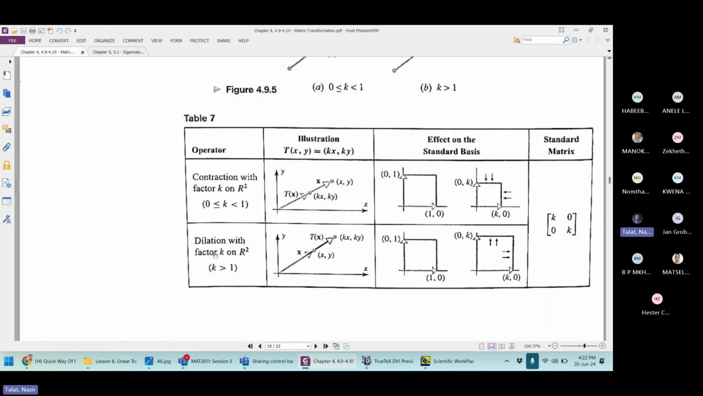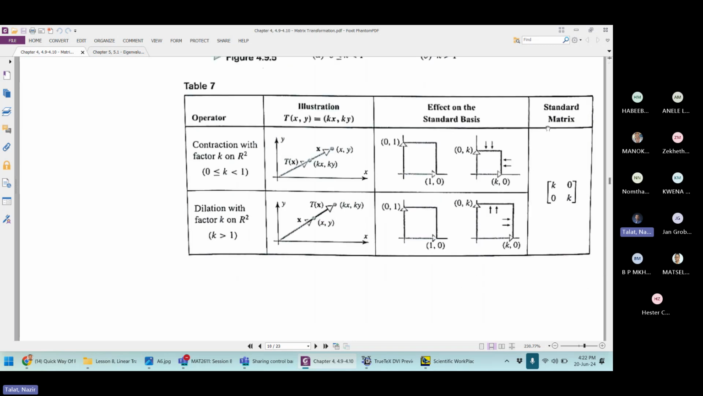Similarly, if we take the dilation with factor k on R², when k is strictly greater than 1, it increases the length of the vector. You can see that contraction means it contracts and makes them into a smaller form. And the other thing is that if you take the k value as strictly greater than 1, then it will increase the area inside of it.